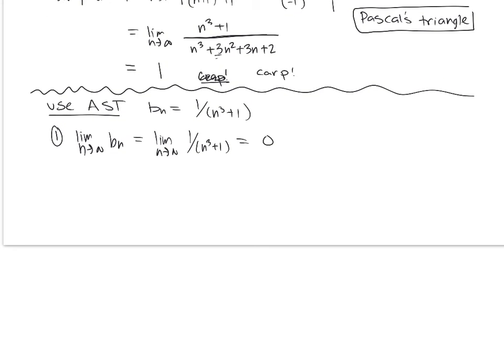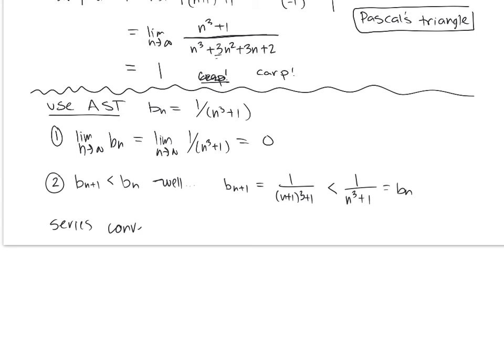Does that tell us anything? Well, remember for the AST to show you a series converges, the limit has to be 0 and the terms must be decreasing. We can prove that. We would next need to show that Bn plus 1 is less than Bn. Well, Bn plus 1 is 1 over n plus 1 cubed plus 1, which is less than 1 over n cubed plus 1, which is Bn. So the series converges by AST.